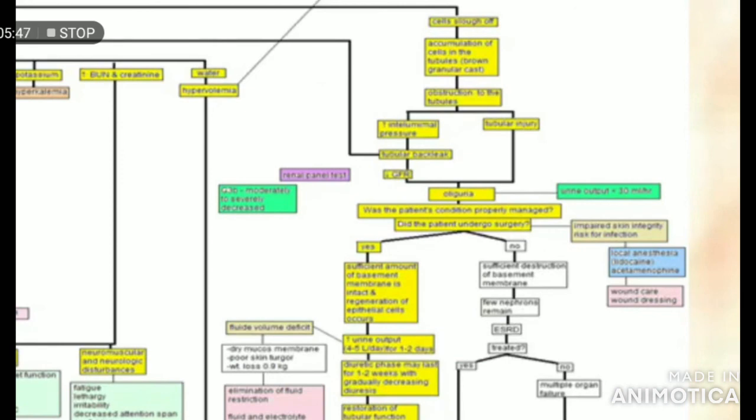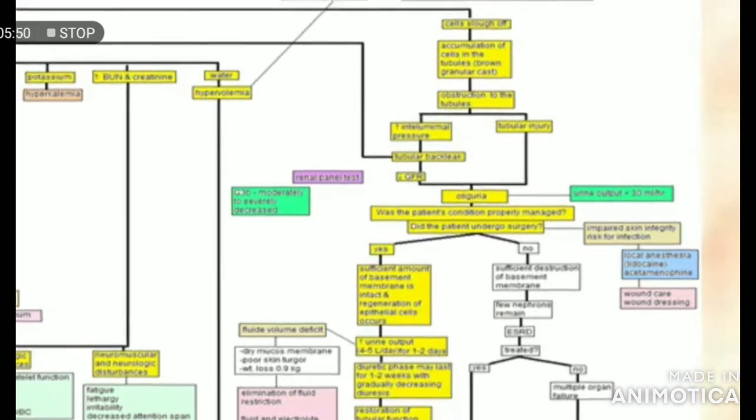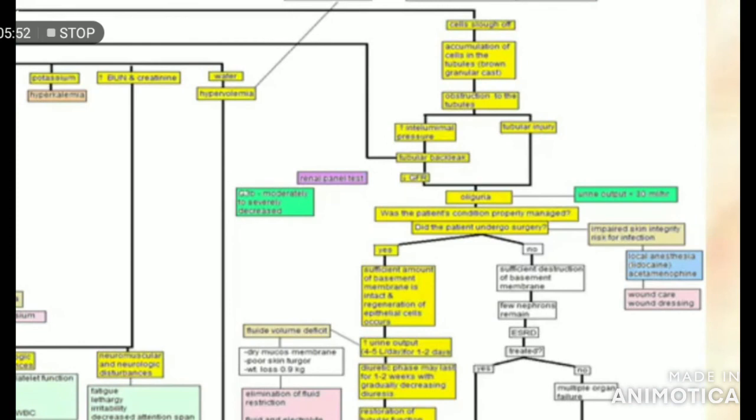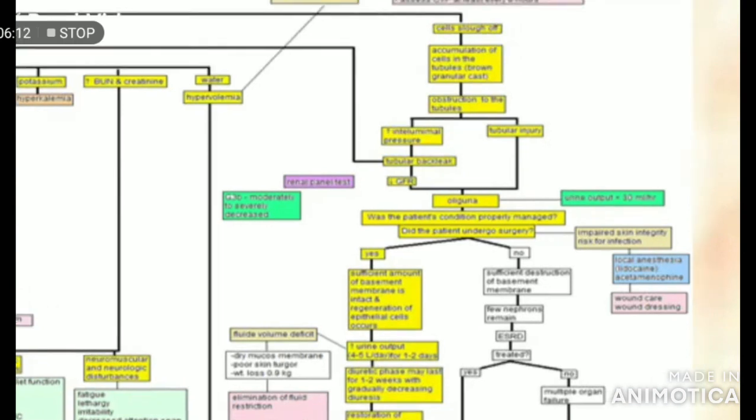So at this stage, before I forget, the diagnostic test to know the rate of GFR is a renal panel test, and the level of GFR is G3B, which is moderately to severely decreased. Carrying on, so there is oliguria, which has a urine output of less than 30 ml per hour.